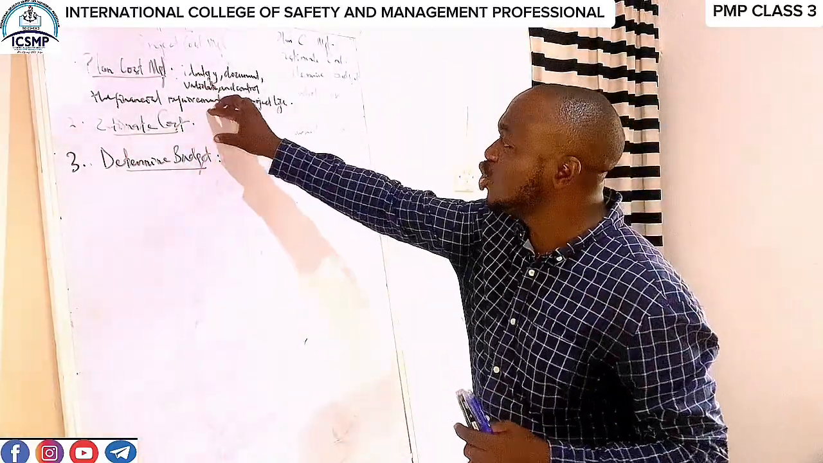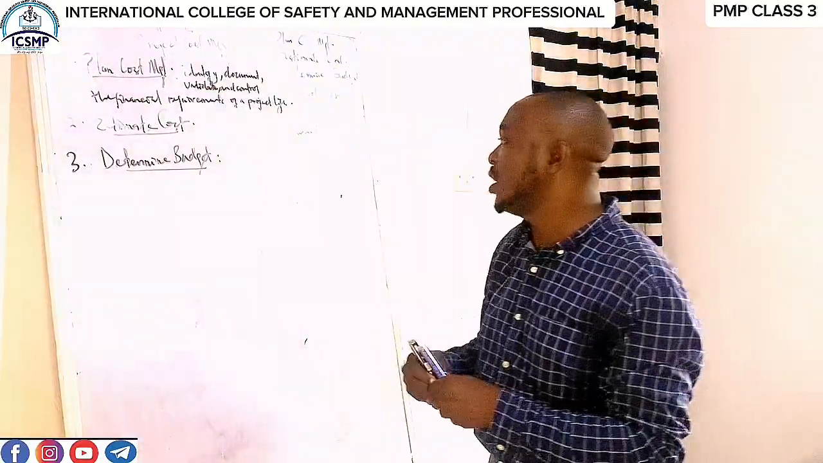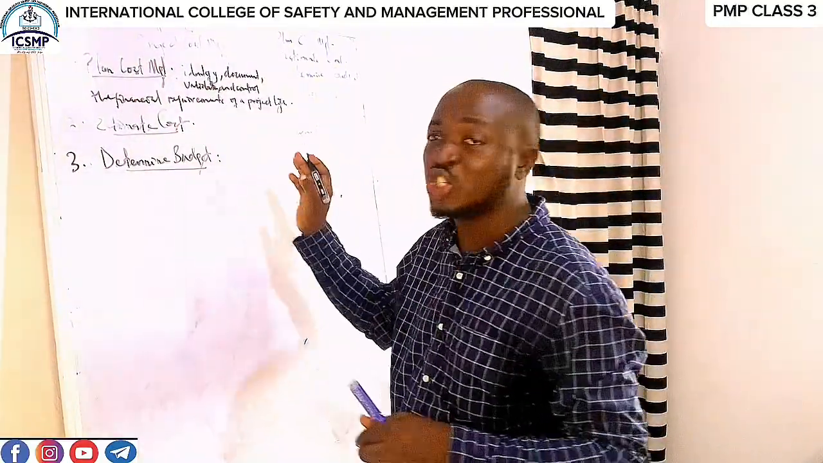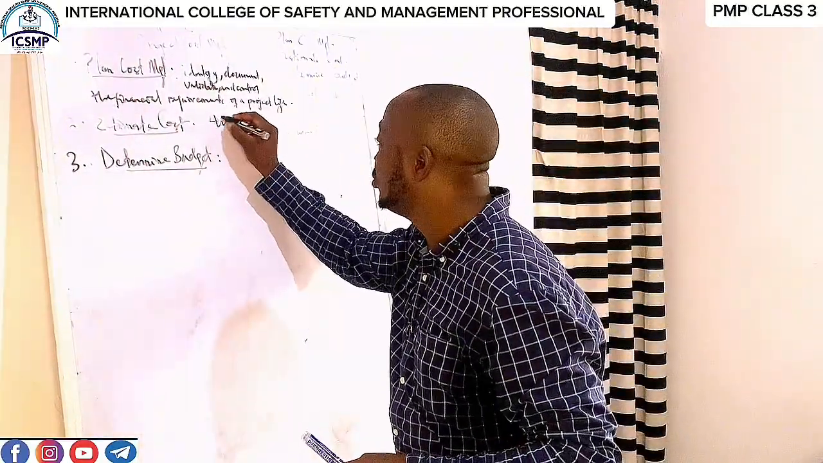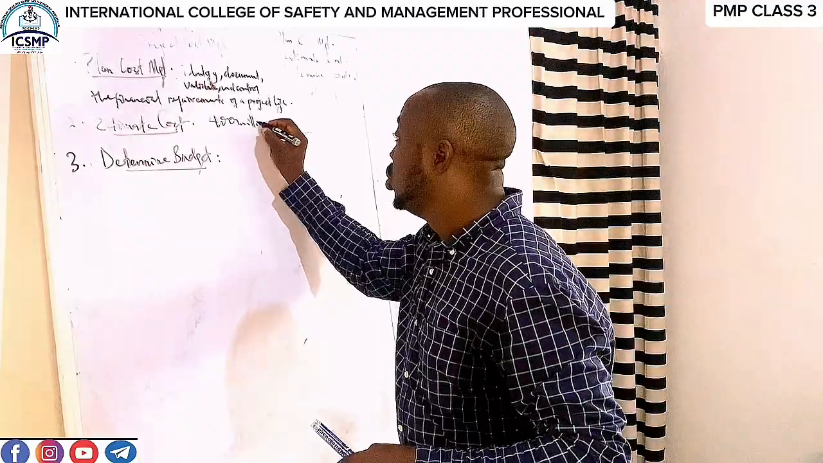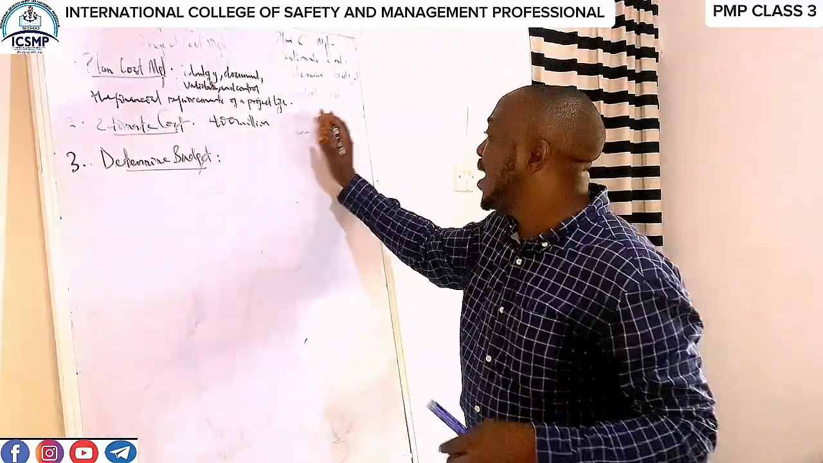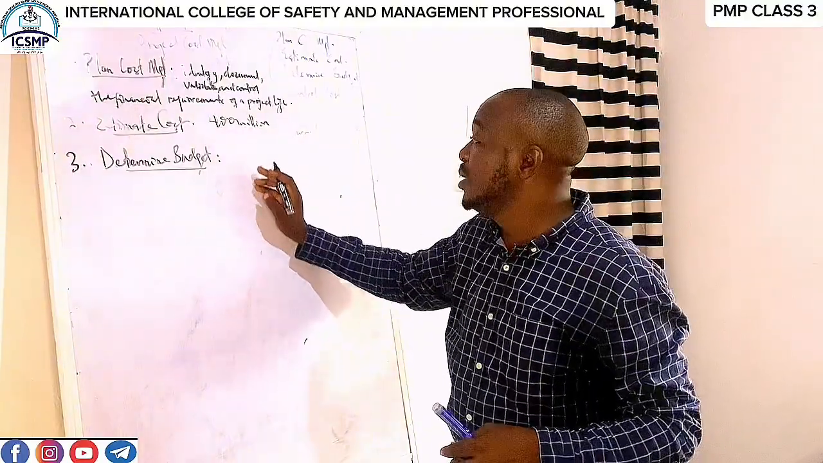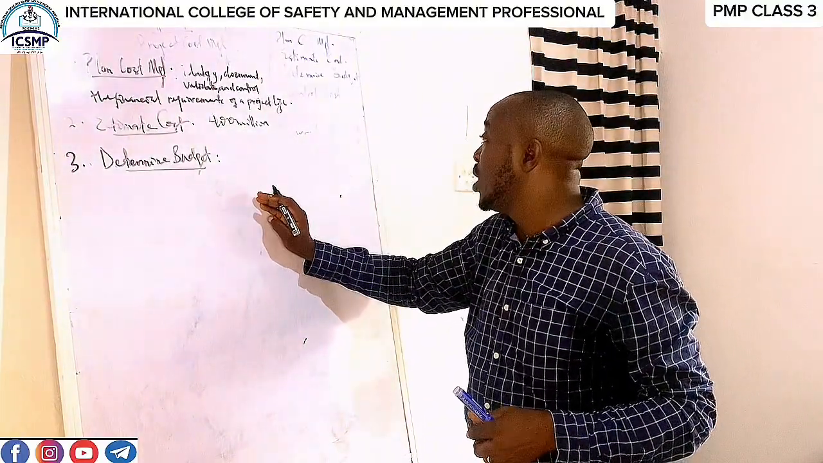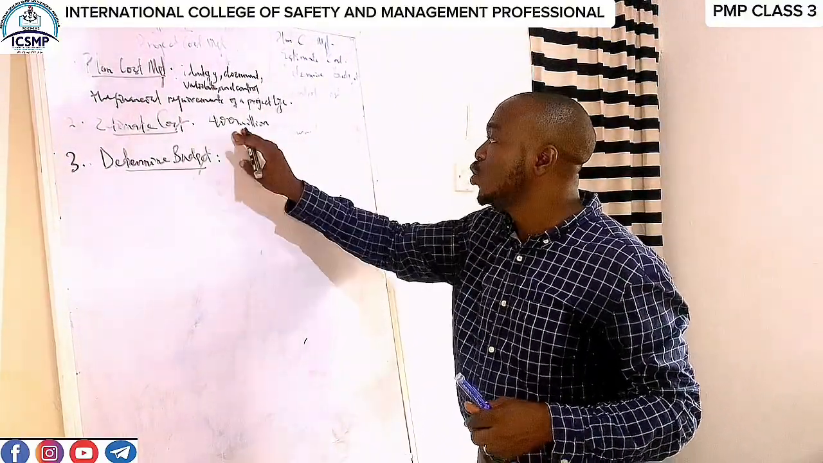If you have estimated your cost and you say, okay, from my calculations, my permutations, my predictions, I'm spending 400 million, you will not even consider this 400 million as your estimated cost. You will now add your contingency reserve and management reserve to this 400 million.